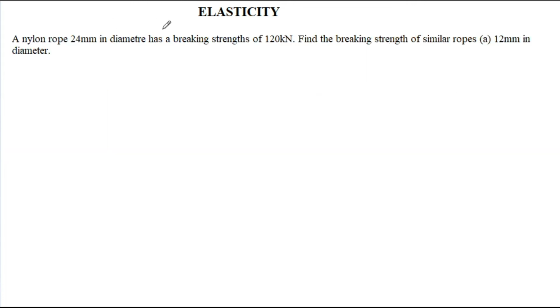The question is, a nylon rope of 24 millimeter has a breaking strength of 120 kilonewton. If you are not sure what breaking strength is, check the unit and you should be sure that it's a force. This is a relationship question, between the breaking strength and the diameter of the rope. I would like you to pause this video and attempt this question. Let me see your answer in the comment section, then let's compare with the final answer we'll arrive at here.